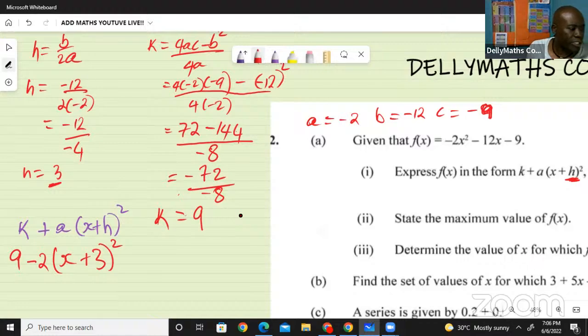So whenever you're completing the square, whichever way you feel comfortable, I'm asking you to do it that way. There is no specific way that they will ask you, so your comfort comes first. All right, so this is our solution here in that form.